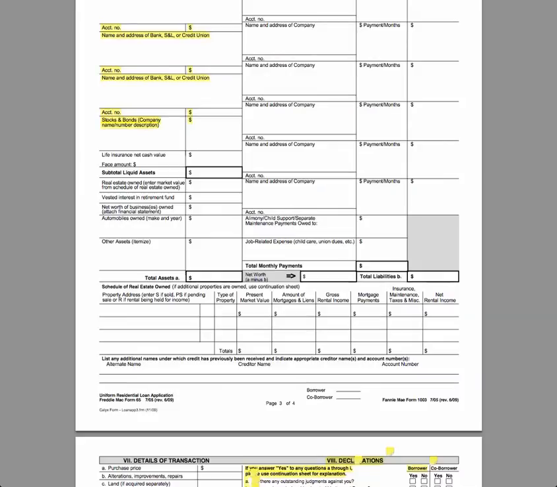Down here at the bottom is a real important part called Schedule of Real Estate Owned. If you own other properties, it's important for us to have the address of that property, the present market value, how much you owe on the property still, and how much rent you're receiving on it. We look at that compared to the mortgage payments you make and the other monthly expenses such as insurance, taxes, maintenance, HOA, to identify what that net rental income is.